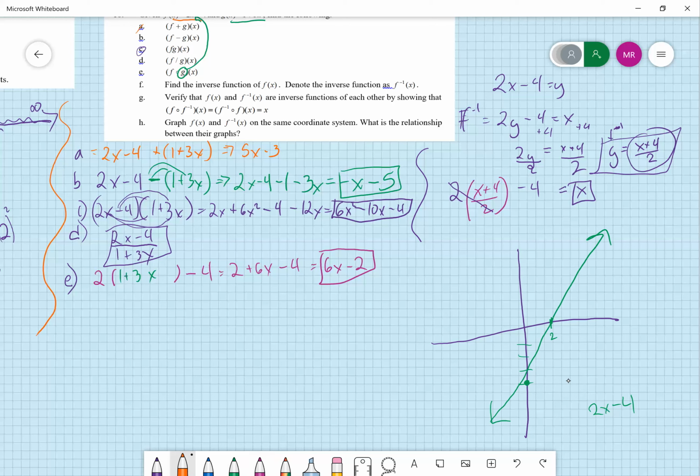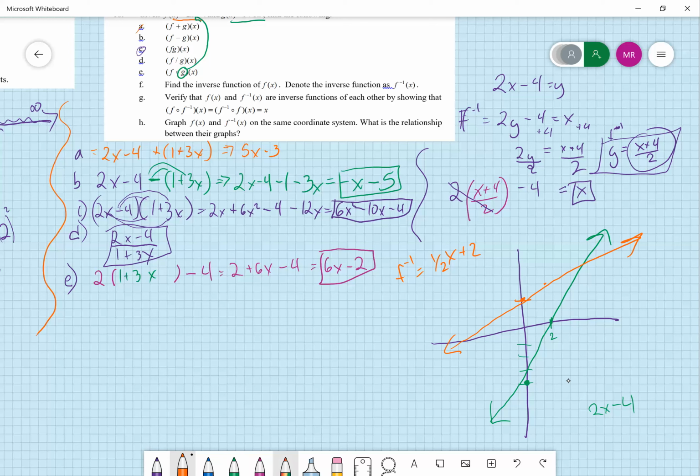Now let's graph the inverse. And we're going to write this as 1/2 x plus 2. And we do this because it's easier to graph that way. We know that it's going to hit the y-axis at 2 because that's our b. And we know that it's going to go up 1 over 2. Up 1 over 2, that gives us 2 points. And then we have graphed our f and our f inverse.